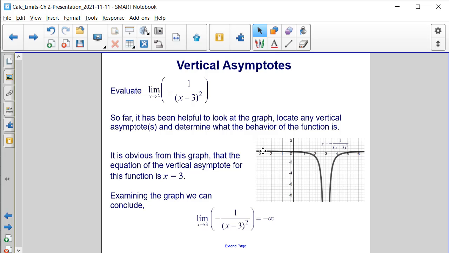It's obvious from this graph that the equation of the vertical asymptote is x equals 3. And by examining the graph, we can also conclude that the limit of negative 1 over the quantity x minus 3 squared as x approaches 3 is equal to negative infinity.